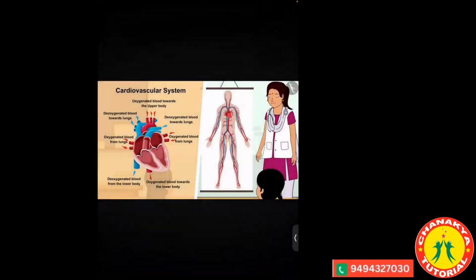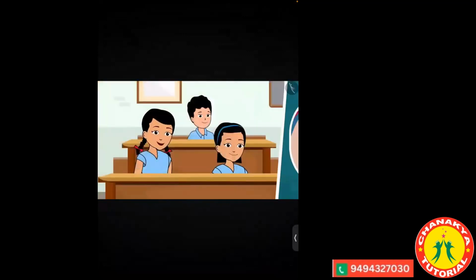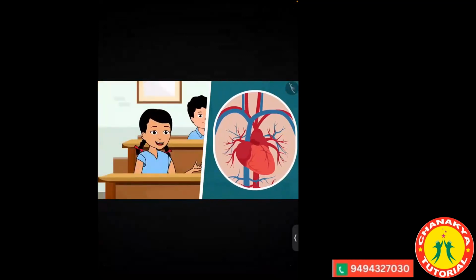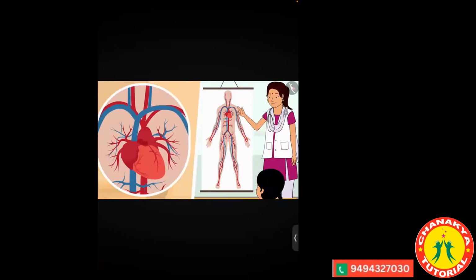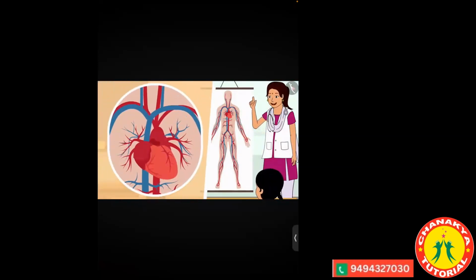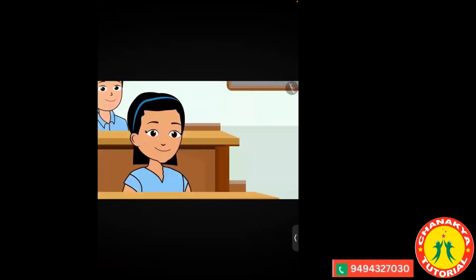All parts of the body. And these blue-colored veins carry carbon dioxide-rich blood from all parts of the body to the heart. In this poster, the arteries are seen to be further dividing into smaller vessels. Yes, children. On reaching the tissues, they further divide into thinner tubes known as capillaries. The capillaries join up to form veins which empty into the heart.